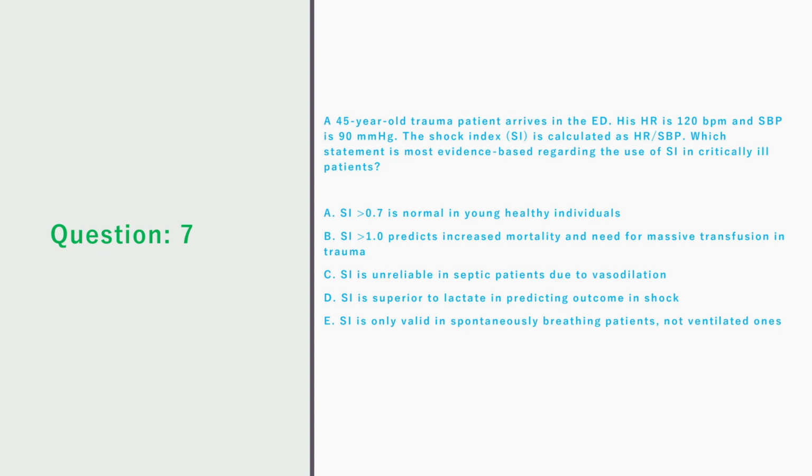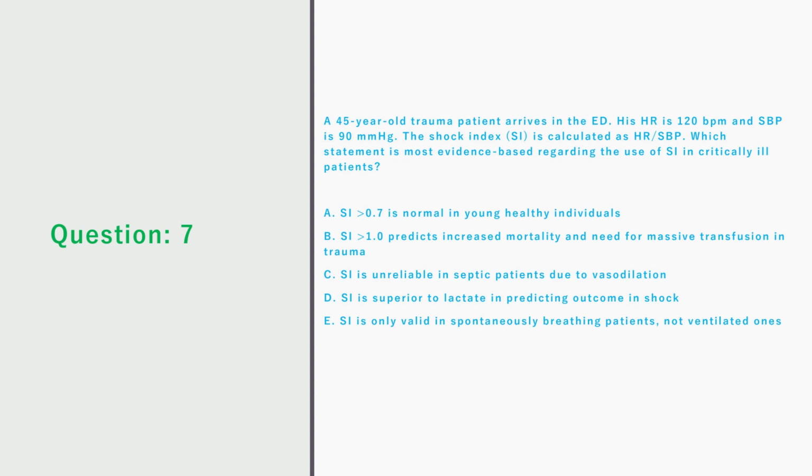A. Index greater than 0.7 is normal in young healthy individuals. B. Index greater than 1 predicts increased mortality and need for massive transfusion in trauma. C. Index is unreliable in septic patients due to vasodilation.